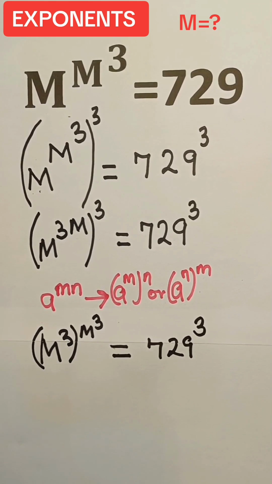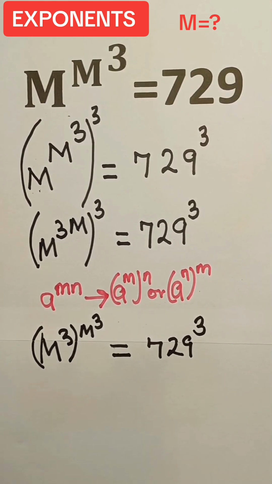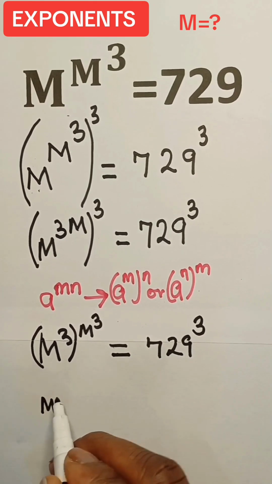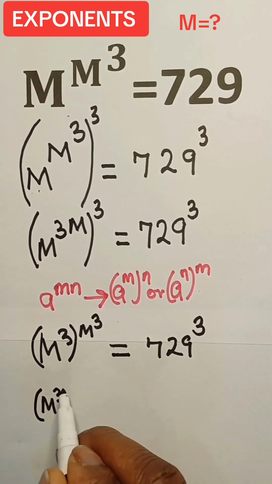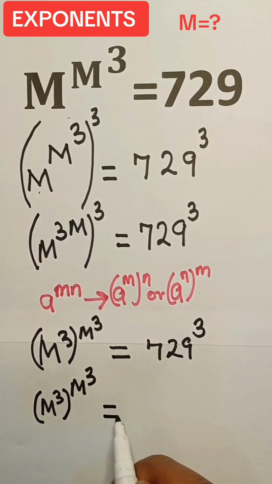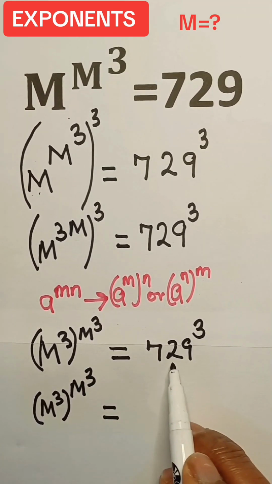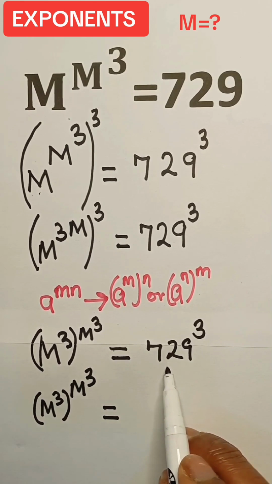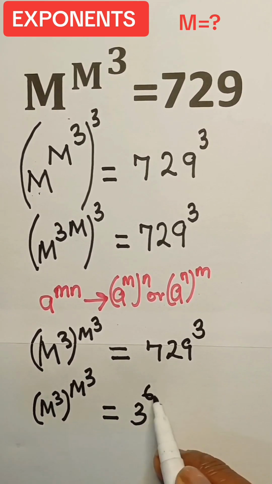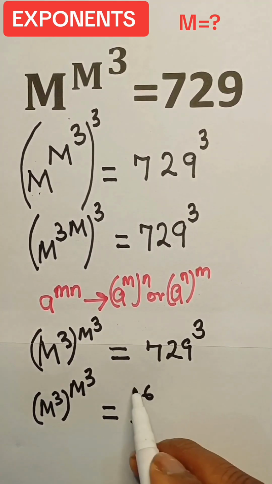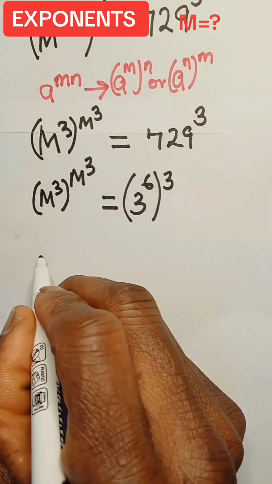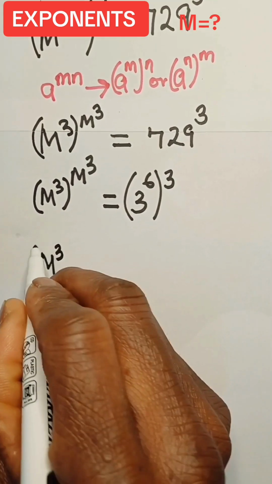So we will now have, still retaining what I have on the left hand side, is equal to this 729. We can express it in index form as 3 raised to the power of 6, because if you multiply 3 six times, you are going to have 729. I still retain what I have on the left hand side.